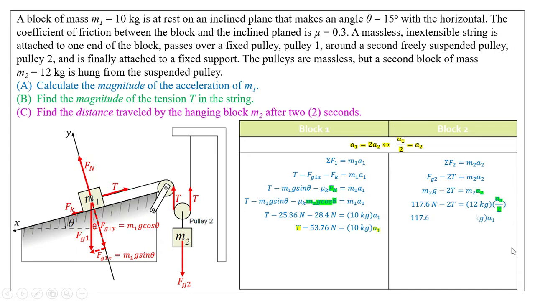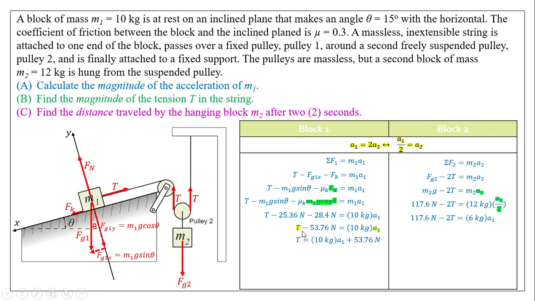So now that I have everything in terms of the same variables, T and A1, I can just simplify my work. Well, 12 divided by 2 is just 6. Hence, that's where the 6 comes from. The left side hasn't changed. But what I do want to point out is that here you have a 2T, and here on the left side, you have a T, right?